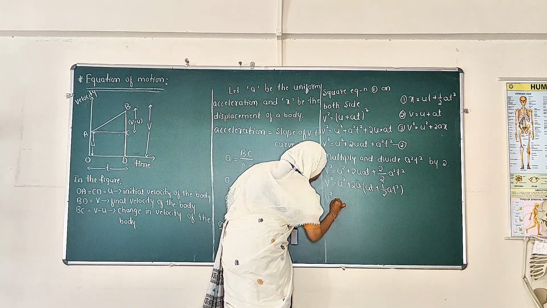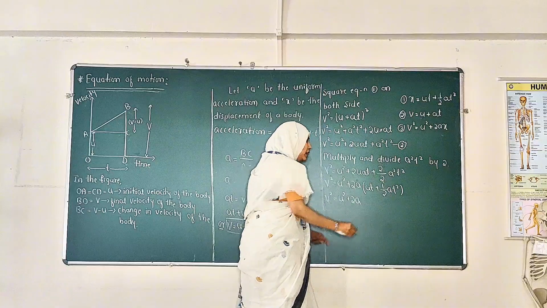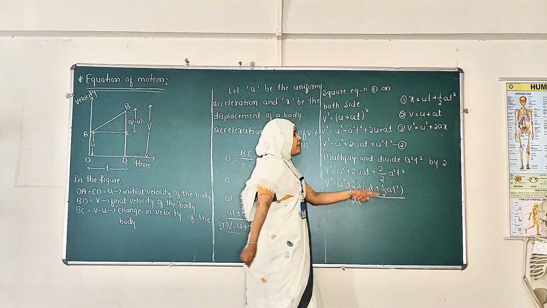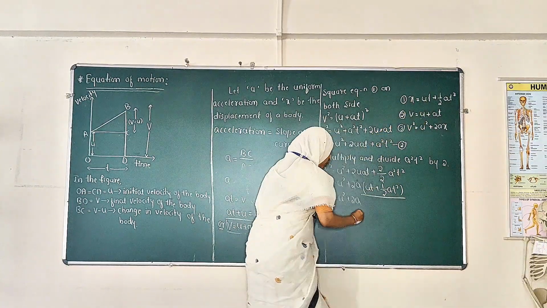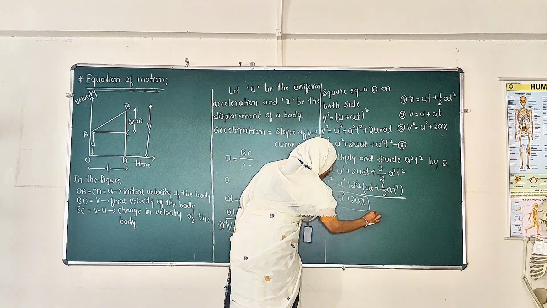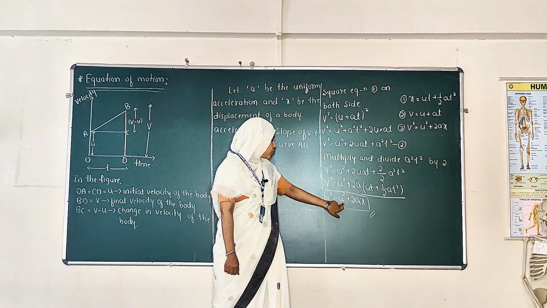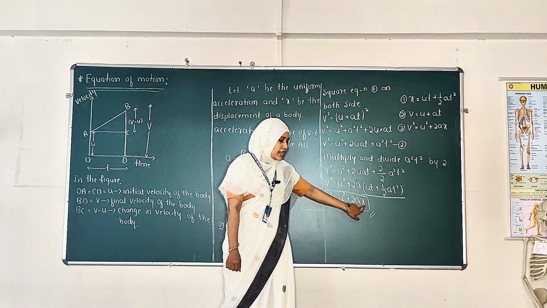Then v square is equal to u square plus 2a. You are already familiar with this expression: ut plus half at square. What is ut plus half at square? It is s, the displacement x. Here we got the last equation: v square is equal to u square plus 2ax.